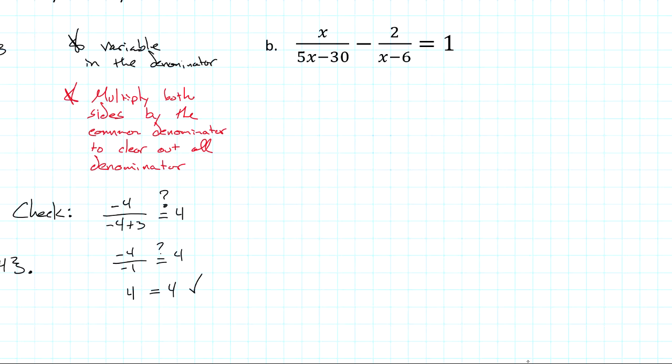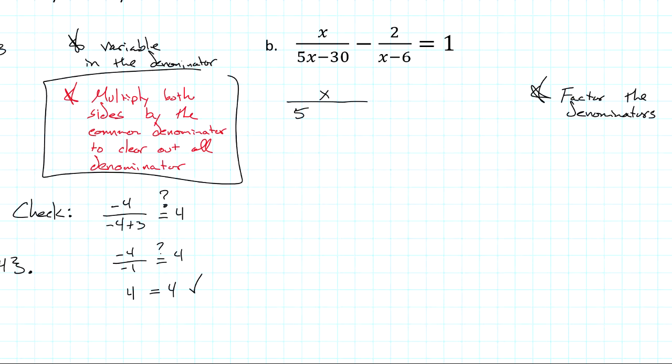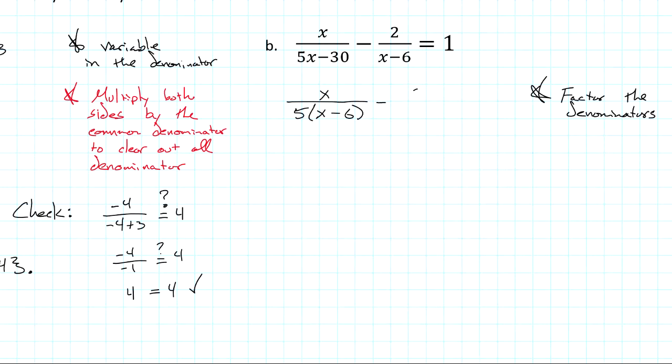And so I want to find the common denominator here. For this first fraction, I'm going to factor it first, so we may need to factor the denominators. And this is just part of the process to find that common denominator, right? We want to multiply both sides by it, so we need to know what it is. So 5 times x minus 6 here minus 2 over x minus 6 equals 1.